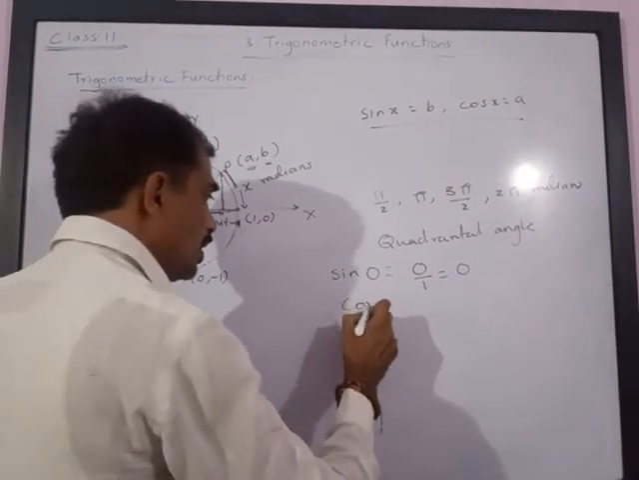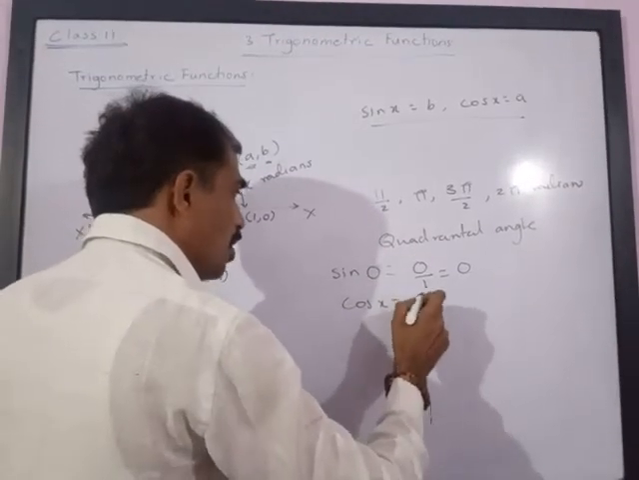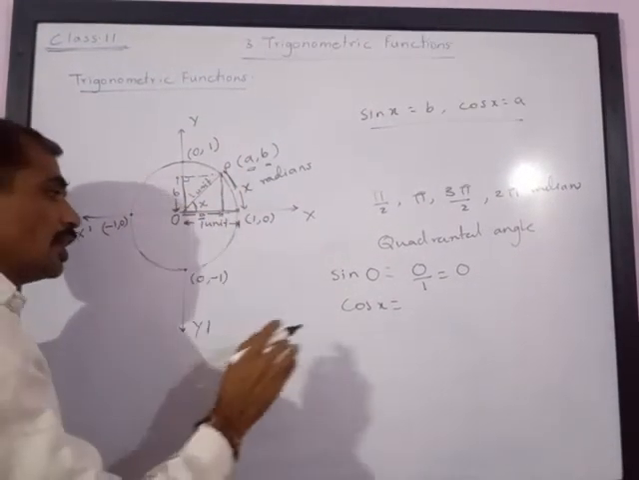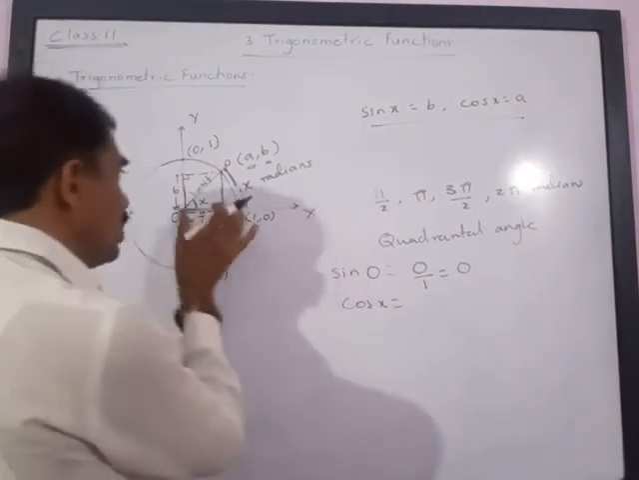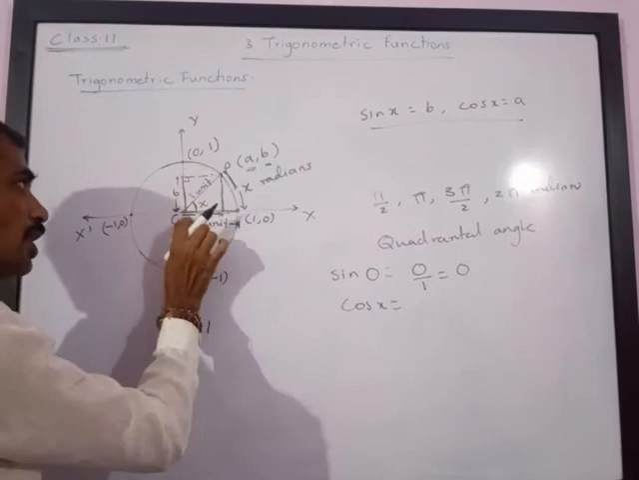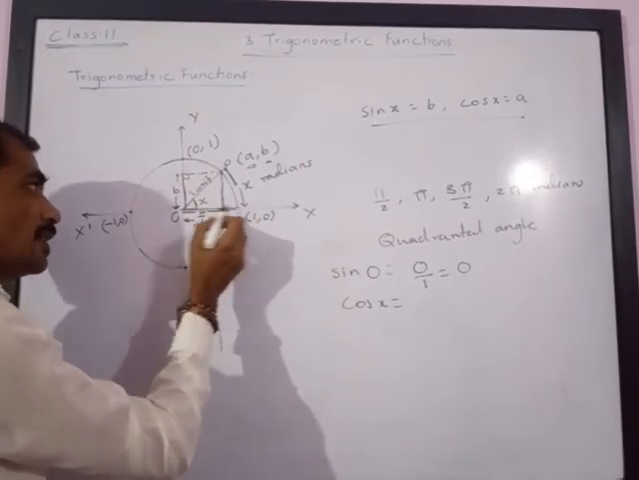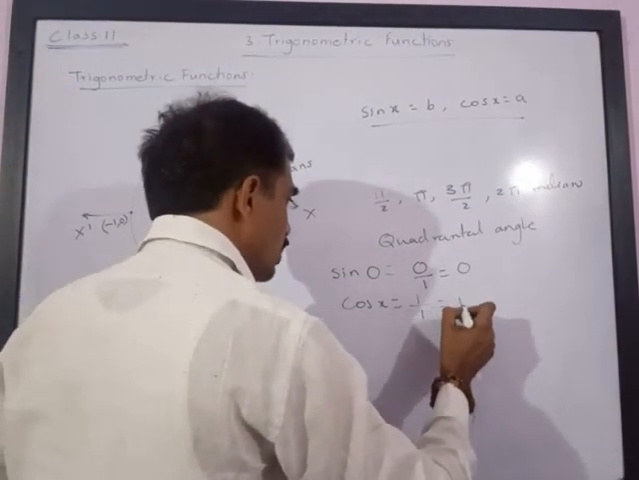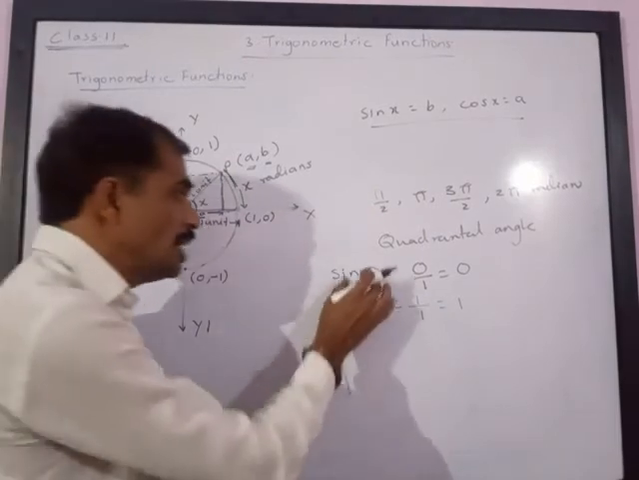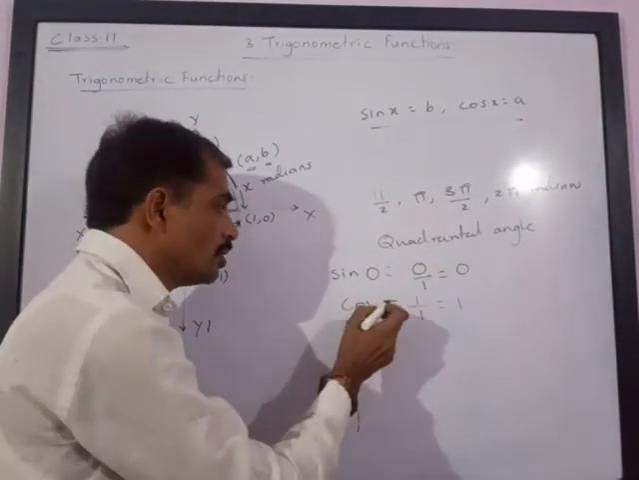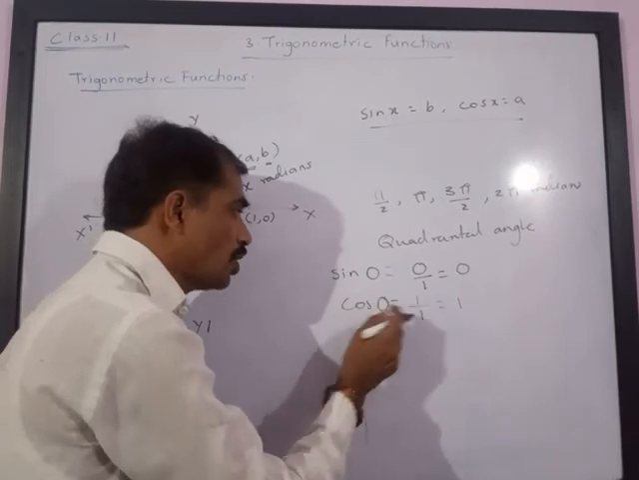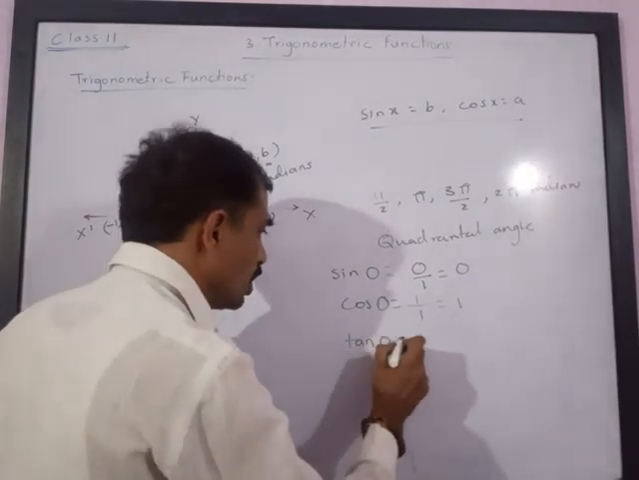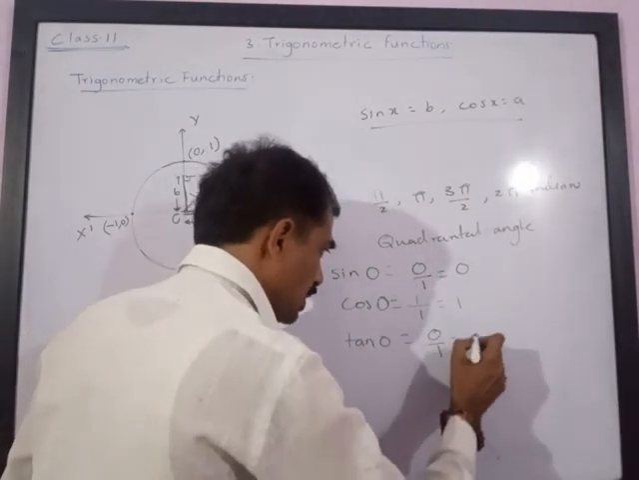Then cos x is equal to adjacent upon hypotenuse. Adjacent is A side and hypotenuse is also 1 unit. So cos x will be A and hypotenuse will also be 1. Please note, when the point P is on axis, this A will also be equal to 1. We will get cos x is equal to 1 upon 1, that is equal to 1. So for sin 0 we have the value 0, and for cos 0 we have cos 0 is equal to 1. It means tan 0 is equal to 0 upon 1, that is again 0.